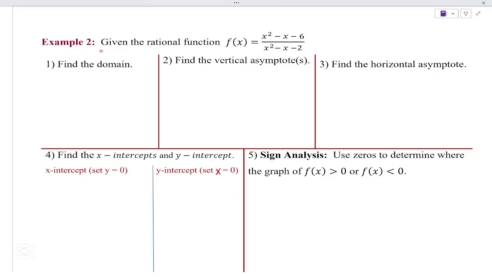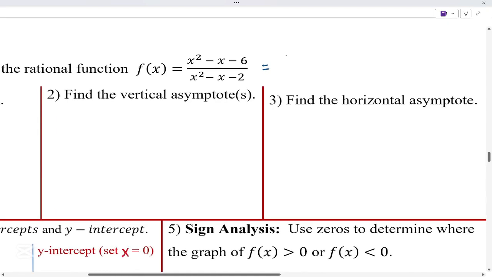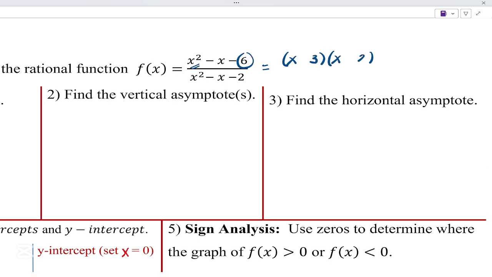For the second example, given the rational function f of x equals this, let us try to factor the numerator. To factor this, the factors of x squared are x and x, and the factors of 6 are 3 and 2. And since we want the product to be negative, we check the middle term, which is negative, so we put a negative on the larger number, which is a minus 3 and a positive 2.